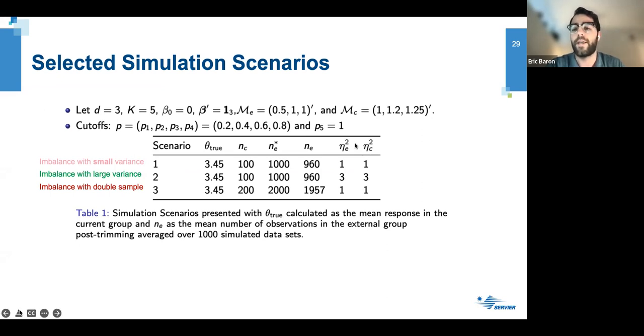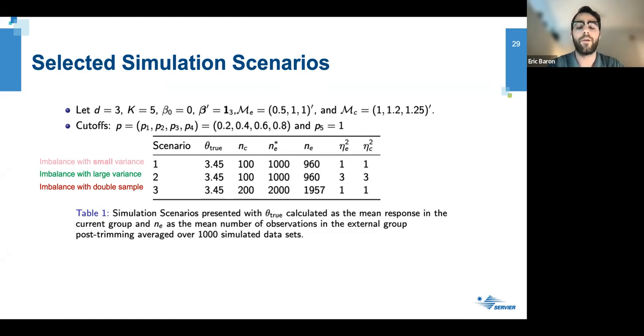And then in our first scenario, we set sigma_E squared, the conditional variance of the response given the covariates, to one. This we call the imbalance with small variance. In our second scenario, we do an imbalance with larger variance. Same as scenario one, except we increase the conditional variance of the response given the covariates to three, to see what role the actual variation in the response plays on our inference and results. Then three, once again, we have imbalance with double the sample size. This is a repeat of scenario one with double the sample size in the current group and double the sample size in the external group. On average, we have 1,157 external group patients after the trimming step.